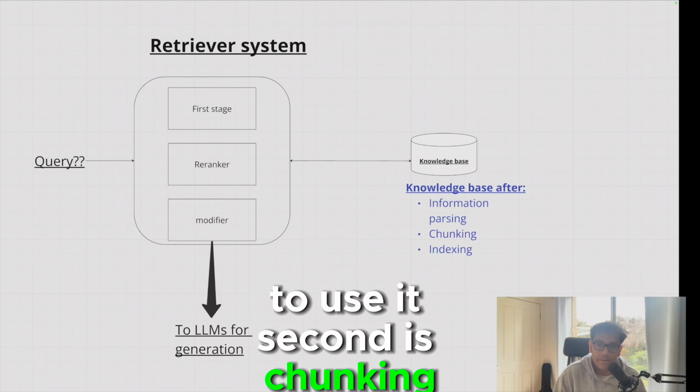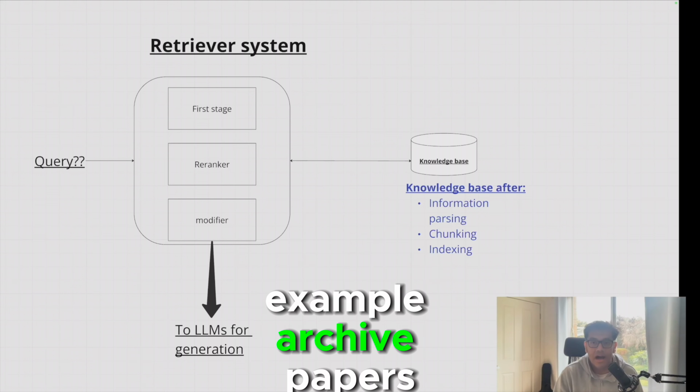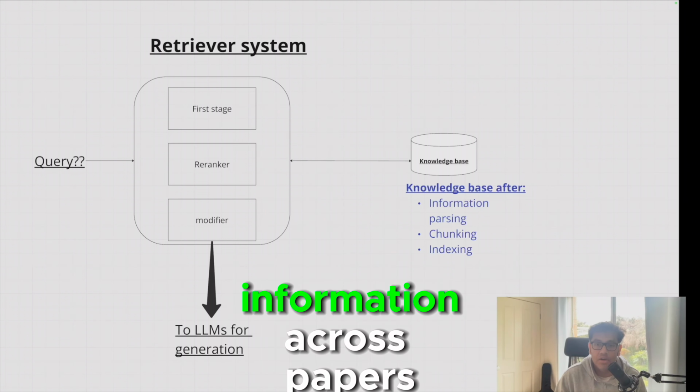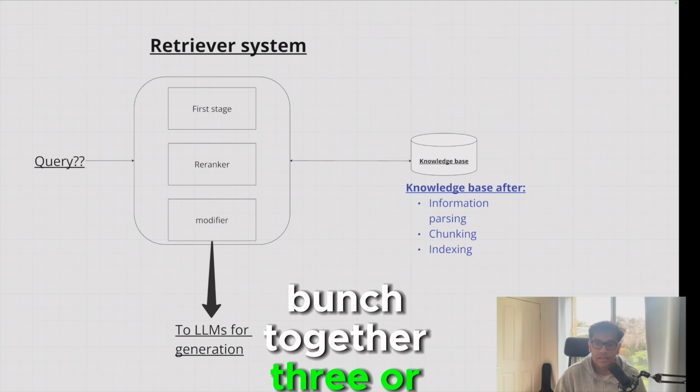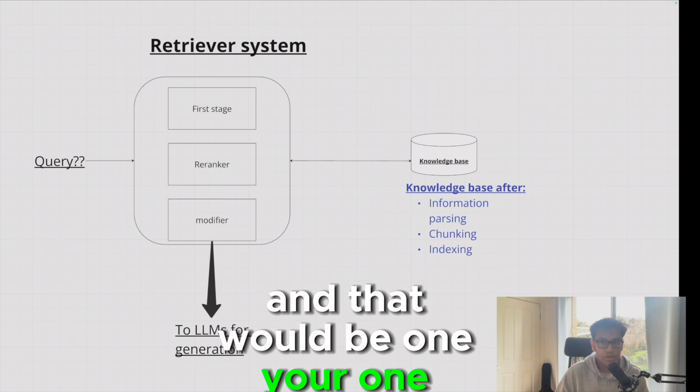Second is chunking. If you think of it, going back to a past example, arXiv papers, there are multiple ways you can think of information across papers, right? You could bunch together three or four papers from one particular stream into one, and that could be your one chunk.